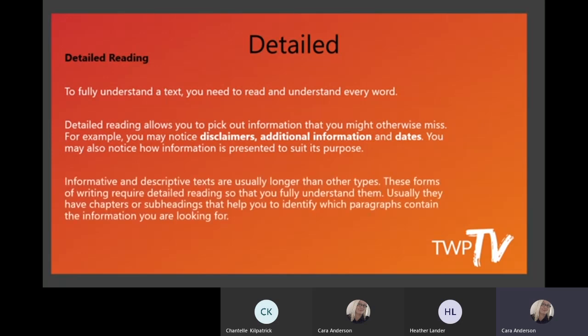Okay, so information and descriptive texts are usually longer than other types. So these forms of writing require detailed reading so that you fully understand them. Usually they have chapters and subheadings that will help you to identify which paragraphs contain the information you're looking for.